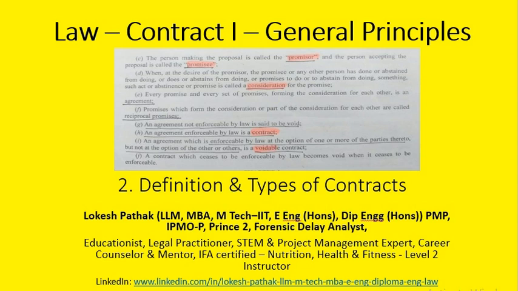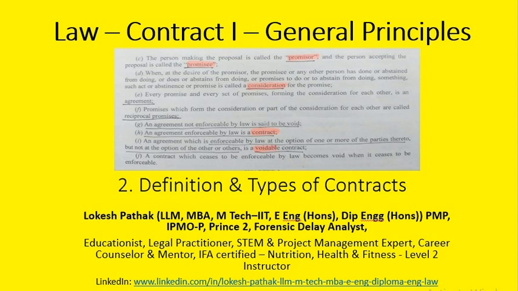So if we merge the two definitions, 2H and 2E, to come to a standard definition of contract apart from what is given in the Contract Act, we can say that a contract is a promise or set of promises. This portion we took from the definition of agreement. So a contract is a promise or set of promises which the law will enforce. Now we'll go to the various types of contracts.